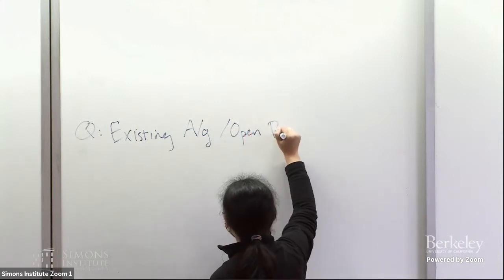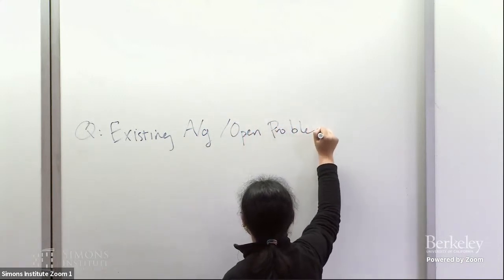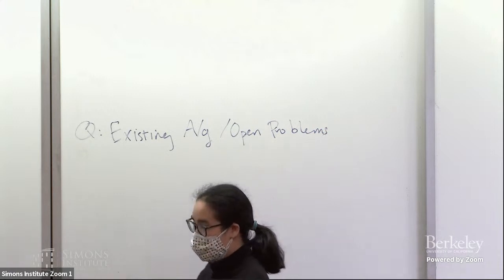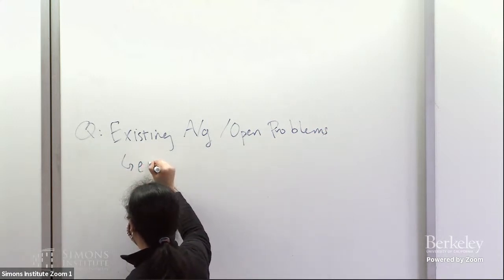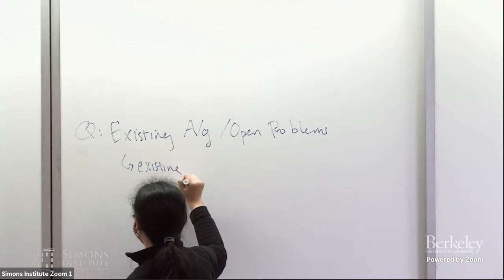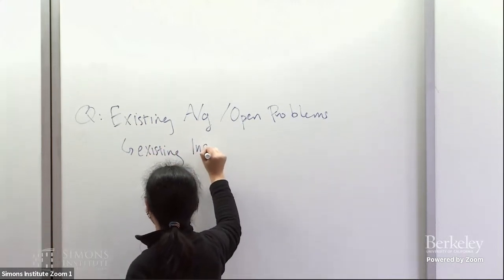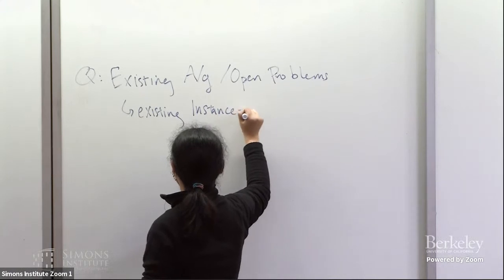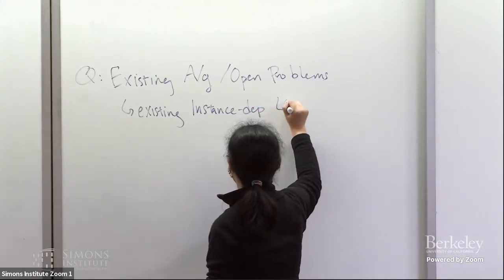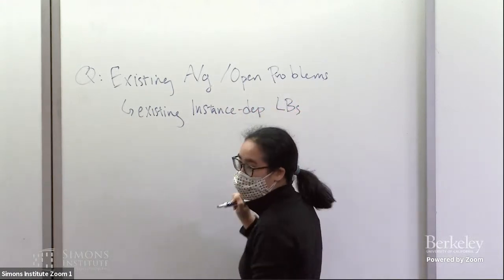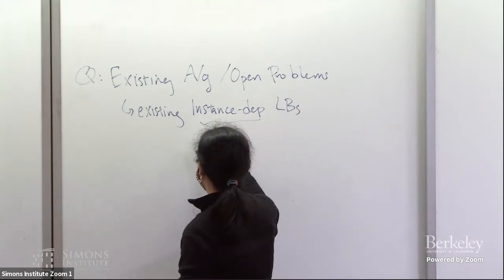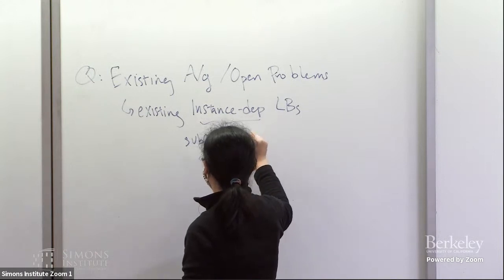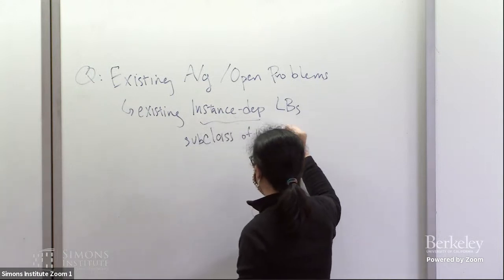I see. And I think in this space, there's not only existing algorithms; maybe we want to understand whether it's possible to get more instance-dependent lower bounds as well. Or not just instance-dependent, but maybe class or subclasses. Ideally, we want to understand that.